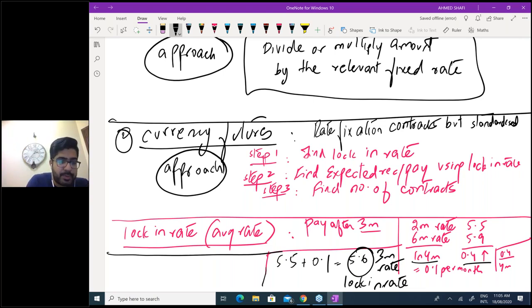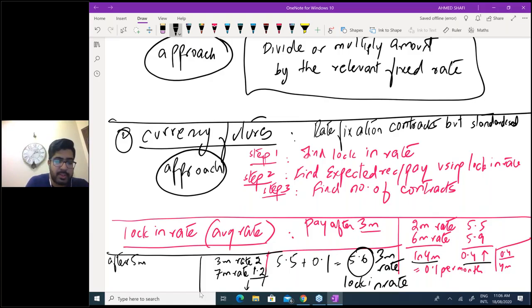Let's suppose you have to pay or receive after 5 months. When you go to the offer, he's saying a 3-month rate of 2 and a 7-month rate of 1.2. You need a 5-month rate, so the 3-month rate is 2 and the 7-month rate is 1.2. See the trend, apply averaging.